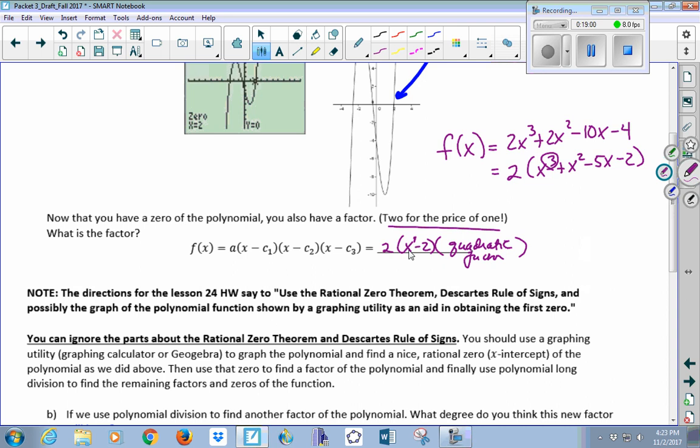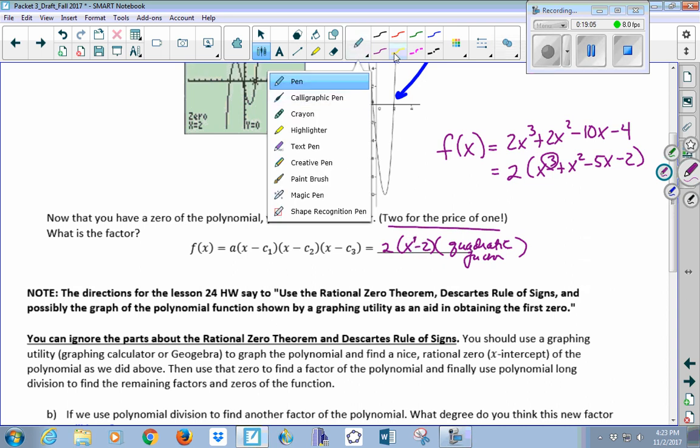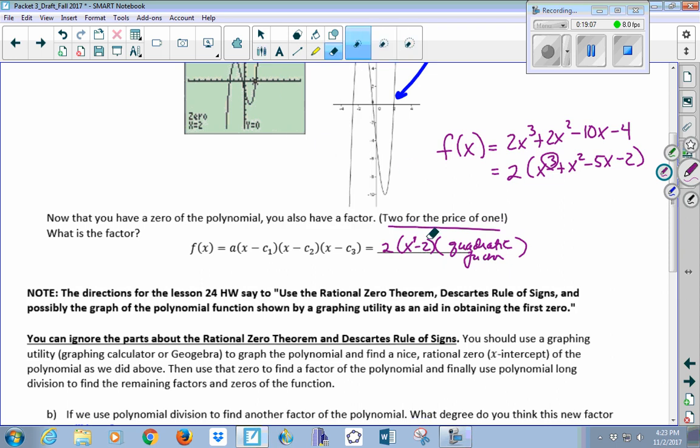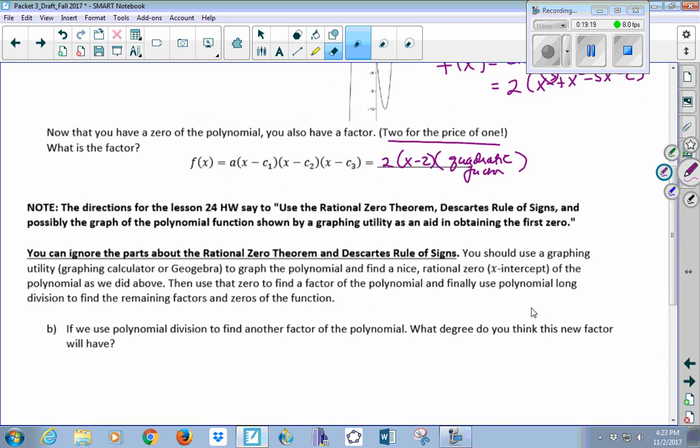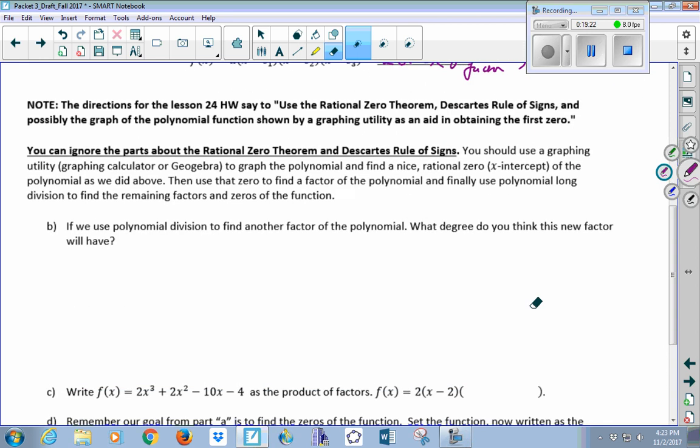We know our first zero is x minus 2. So we are going to divide x cubed plus x squared minus 5x minus 2 by x minus 2 to get this quadratic factor. So let's do that. We're going to use long division. So we have x minus 2, and we're going to divide that into x cubed plus x squared minus 5x minus 2.